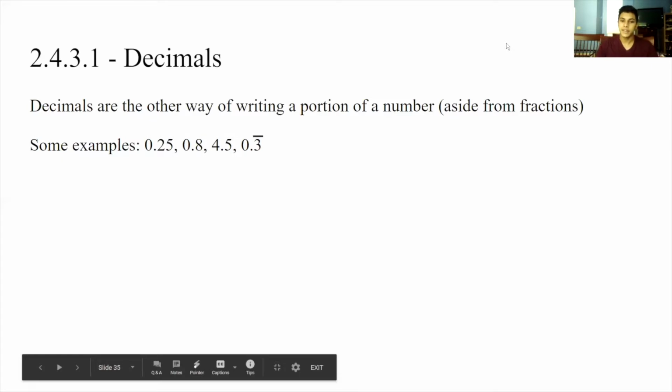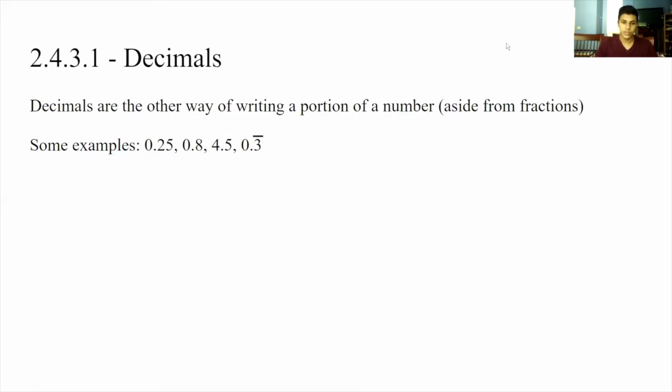Right, so as I said, first we're going to be talking about decimals. Decimals are the other way of writing a portion of a whole number, which aside from fractions is the only other way. Some examples of decimals I have here are 0.25, 0.8, 4.5, and 0.3 repeating. Decimals can be a little bit more complicated than fractions, but don't worry, I'll get into exactly what each of these means in just a second, especially this last one, which might be a little bit confusing.